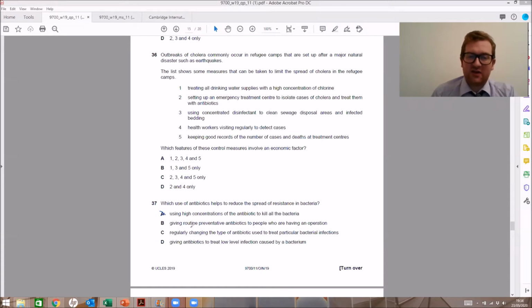B, giving routine preventative antibiotics to people having an operation. Well, again, if I keep giving people antibiotics, this increases the chance that maybe some of the bacteria might mutate and therefore lead to an increase in resistance.